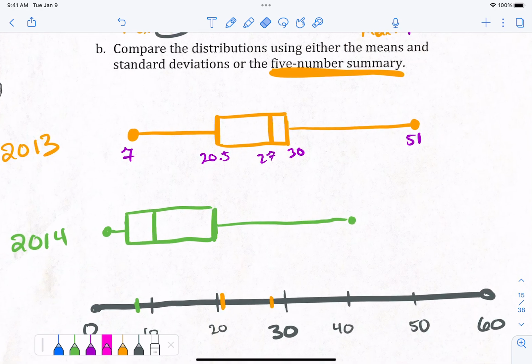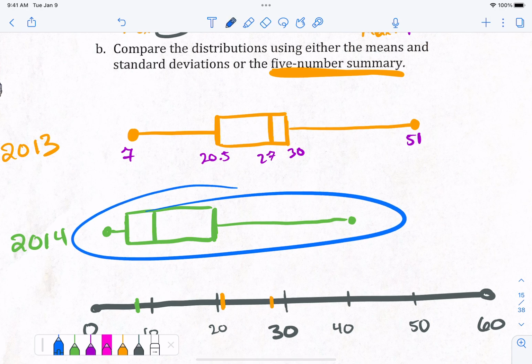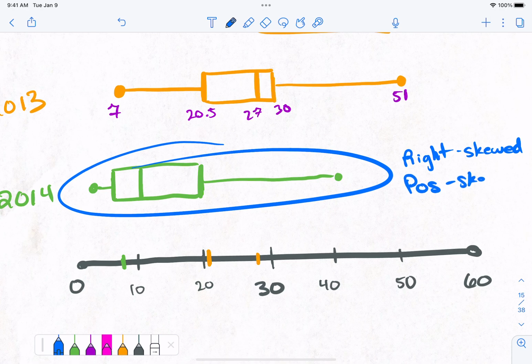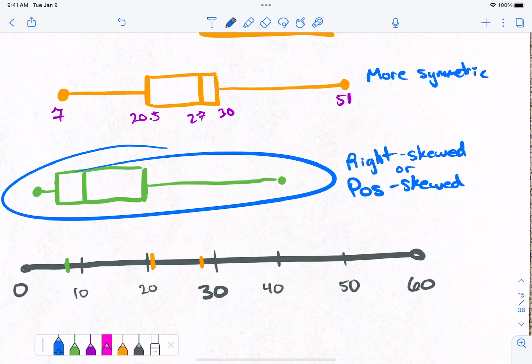All right, let's talk about distribution. I would definitely say 2014 is how skewed? Right skewed, because it's on the left side, so it's right skewed. So I have to think right skewed, which is also called positively skewed. Okay, so right skewed or positively skewed for the 2014. What do you think about 2013? Either right or even. Yeah, I would say he is slightly right skewed, but I'm just going to say more symmetric than 2013, right? He's more in the middle.